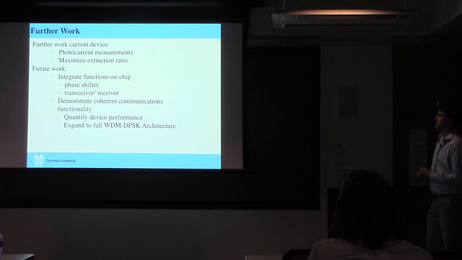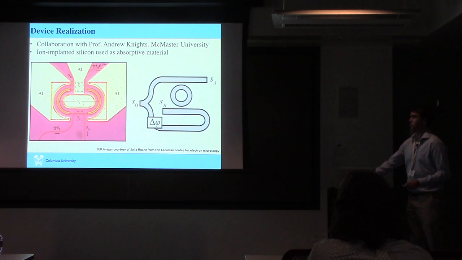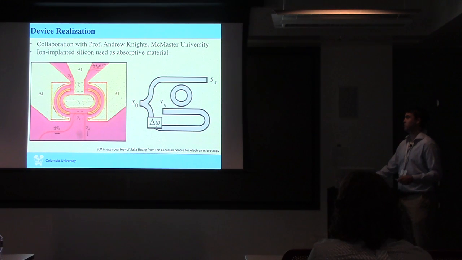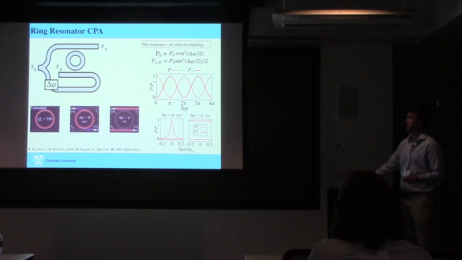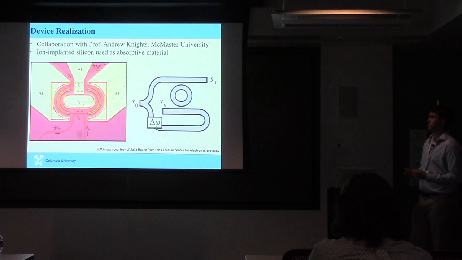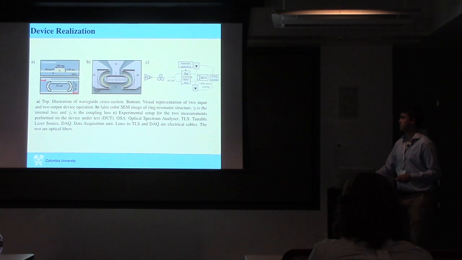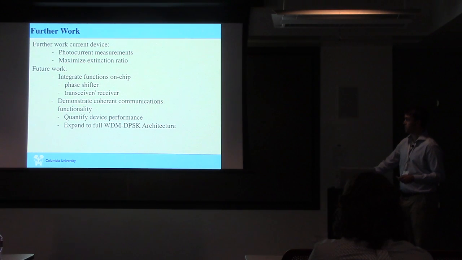So our further work is to do photocurrent measurements. If you remember from our device, there are these aluminum contacts right here. So remember we have PT and PL. We've been looking at PA and B, so the output, but we can also look at PL, which is where the ion implanted regions create the loss. We can actually quantify that loss by collecting those photo-generated carriers that are generated from the lossy material. And we're working on that now.